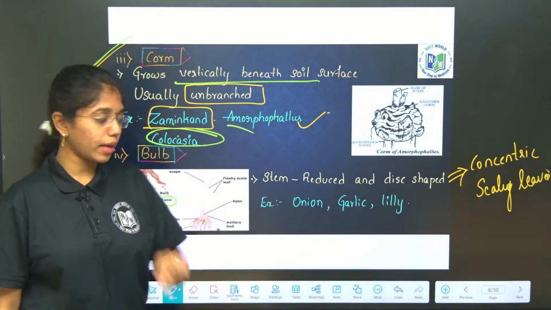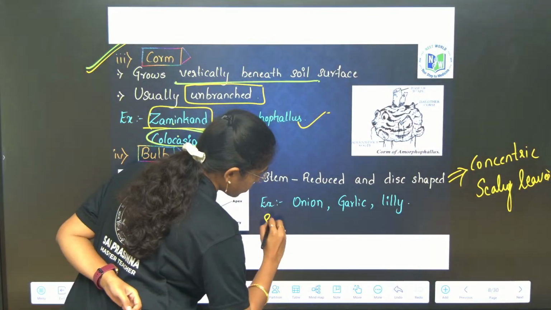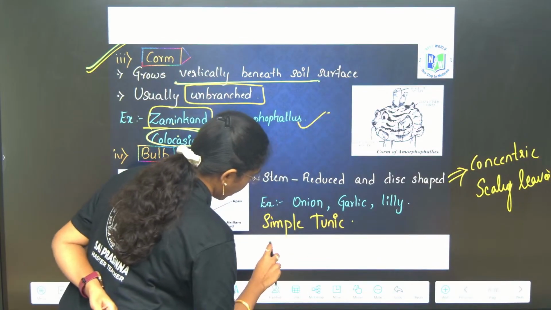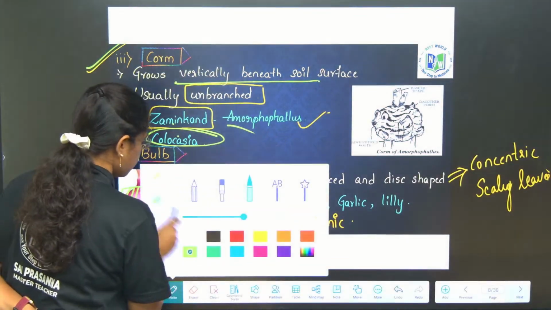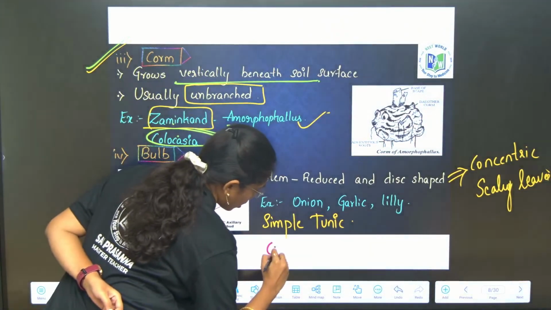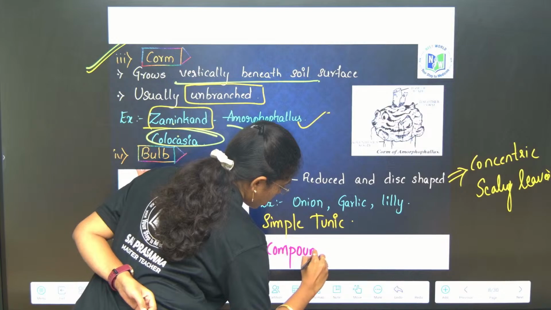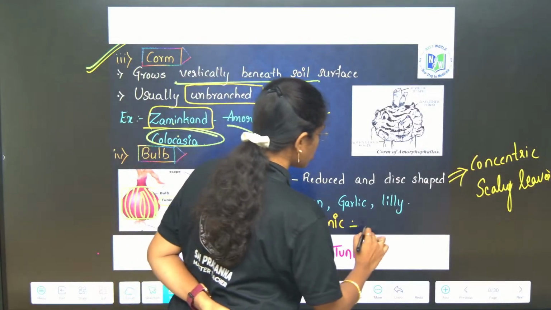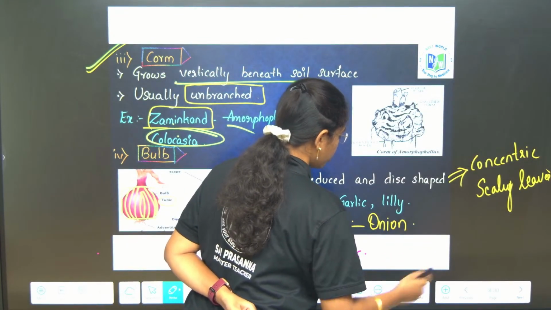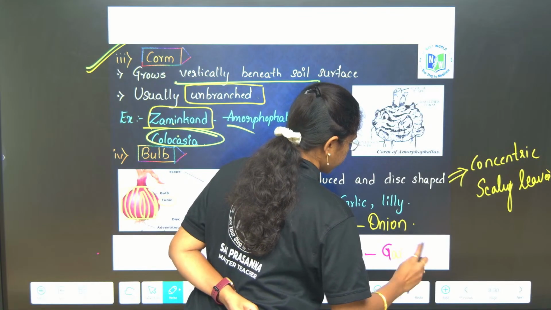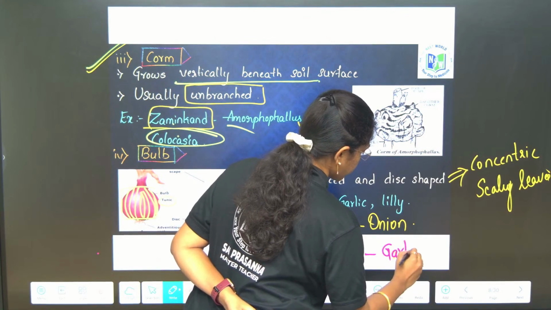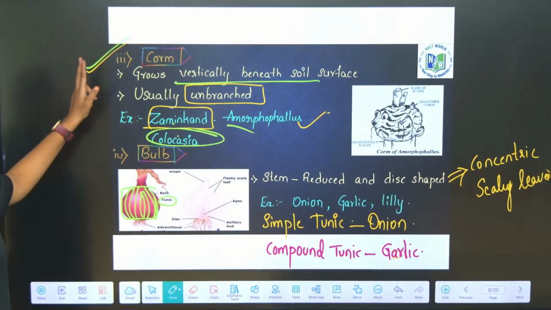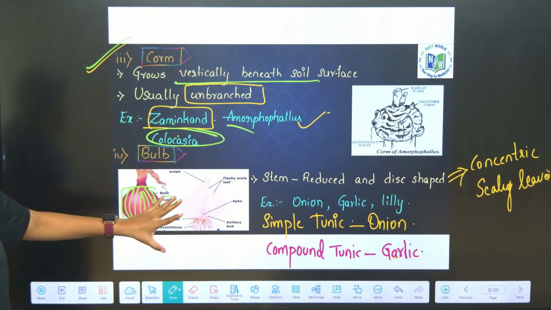As such, you have two types of tunics: simple tunic and compound tunic. Simple tunic example is onion. For compound tunic you can take garlic. Clear, right? So this is the complete description of corm and bulb.